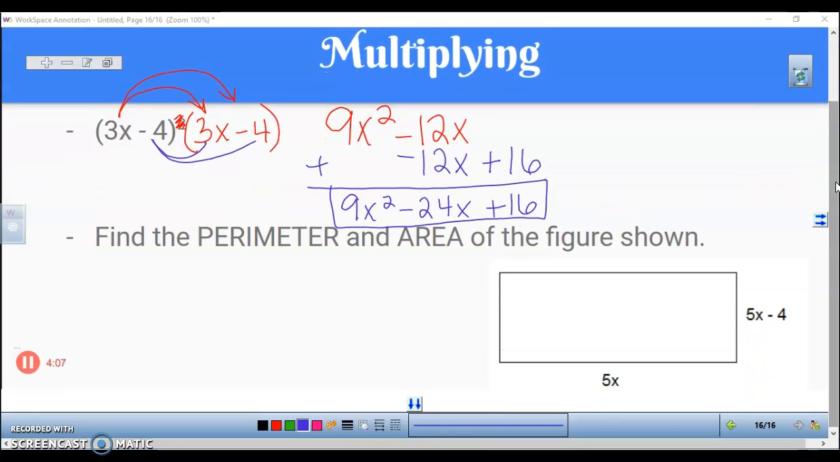All right, next, I think we only worked like maybe 1 or 2 of these. Find the perimeter and area of the figure shown. So first, perimeter, you have to remember that means to add all the sides. So I'm going to go ahead and label them.